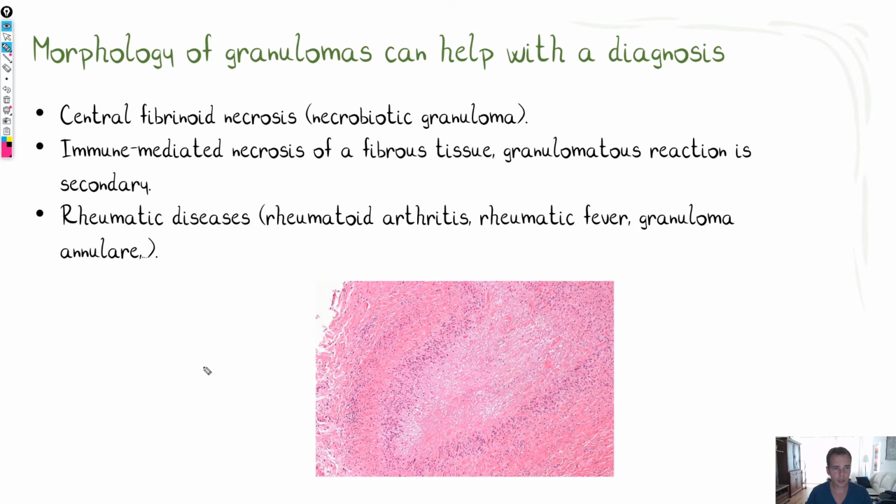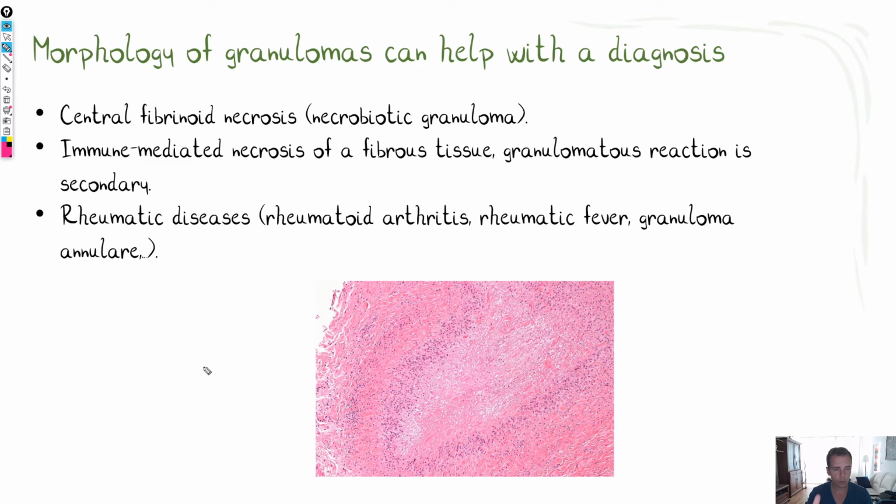Diseases that manifest necrobiotic granulomas are usually non-infective diseases, and they are some sort of immune-mediated process. There is immune-mediated necrosis of fibrous tissue. That's the first thing, and the granulomatous reaction is usually secondary. The first thing that happens here is the immune-mediated necrosis of the fibrous tissue, which has the appearance of fibrinoid necrosis. And subsequently, secondarily, the granuloma forms on the periphery of the fibrinoid necrosis.